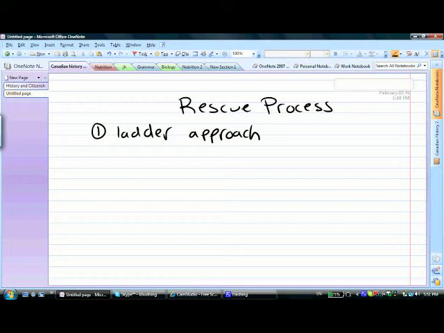Now, once you're done the ladder approach, you're obviously going to go into the water. You're going to do reverse and ready. You're going to do all your stuff that you need to do, including head up front crawl and all that stuff. Alright, now what's going to happen is we are going to get into the rescue process.